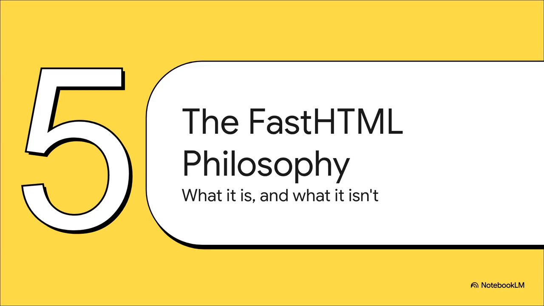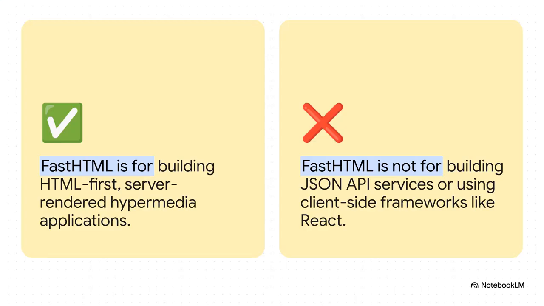So with all these different pieces, it's really important to understand the core philosophy behind FastHTML, what it's specifically designed to do, and maybe just as importantly, what it's not designed to do. FastHTML is absolutely laser-focused on one thing: building web applications where the server's main job is to send back HTML. It's a return to a more classic, powerful web architecture. So let's be super clear. It is not a replacement for something like FastAPI if your goal is to build a JSON API for a totally separate client-side framework like React or Vue. And that's not a flaw, that is the entire point.